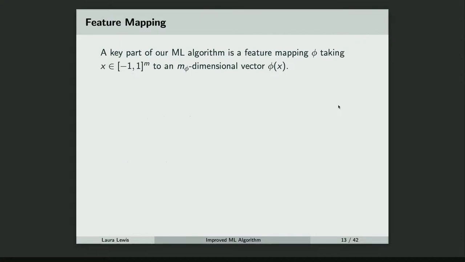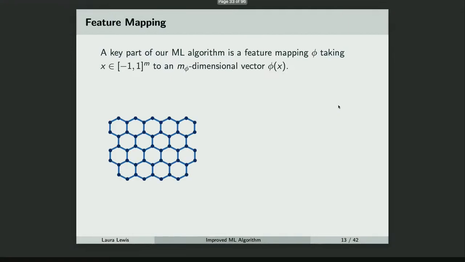So a key part of the machine learning algorithm, and really the non-trivial part, is the feature mapping. So we take the input space and we map it to a higher dimensional space called the feature space. And we do this with this mapping phi. So I won't specify exactly what this M sub phi is for now, and it's not too important. All that matters is that it's much bigger than M.